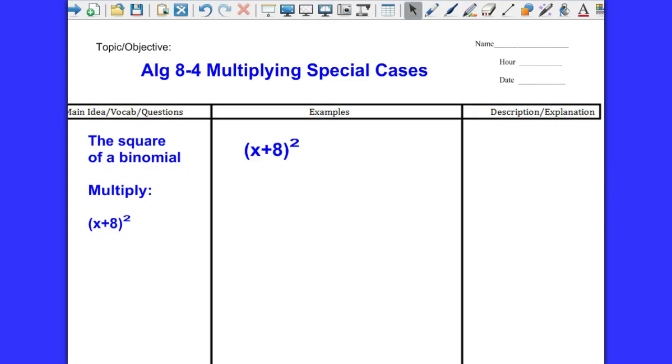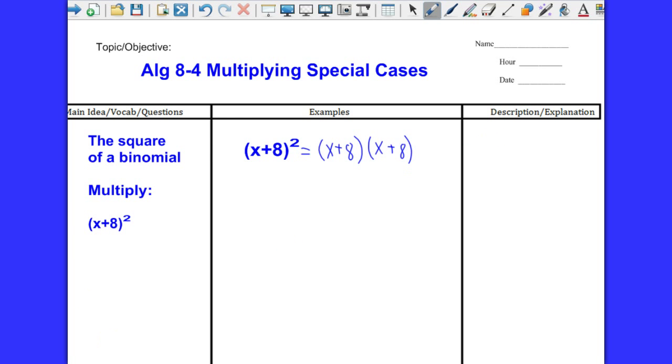There's the first example that we're going to do. It says the square of a binomial. It says multiply the quantity, that parentheses is important, parentheses x plus 8, and then the power of 2 is outside the parentheses. Let's talk about first of all what that means and work through that problem together. The first thing you need to realize is that this means parenthesis x plus 8 parenthesis times x plus 8. That's the first place that you need to be aware of.